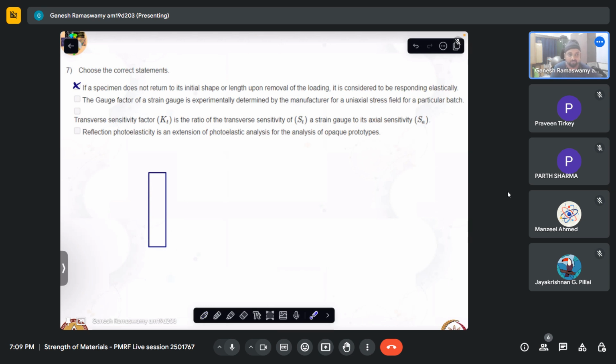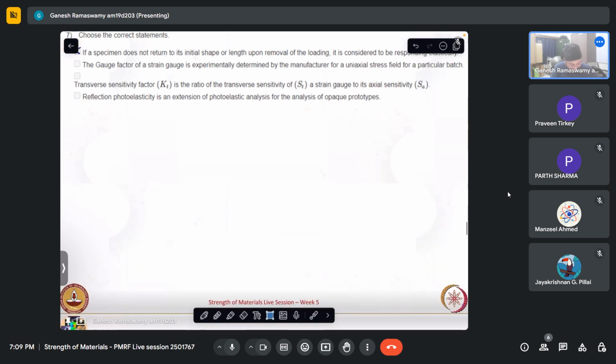All right. The gauge factor of a strain gauge is experimentally determined by the manufacturer for a uniaxial stress field in a particular batch. So I'll just delve a little bit into what this means. What is this gauge factor? Let us just see that.